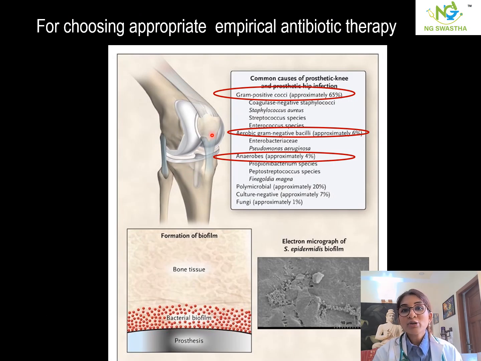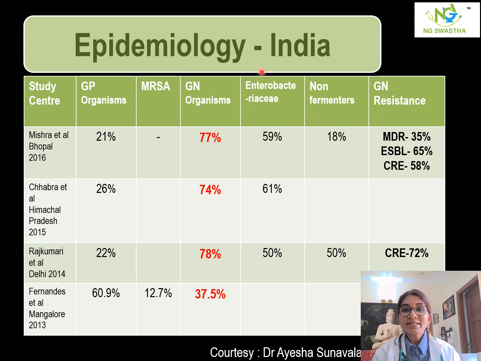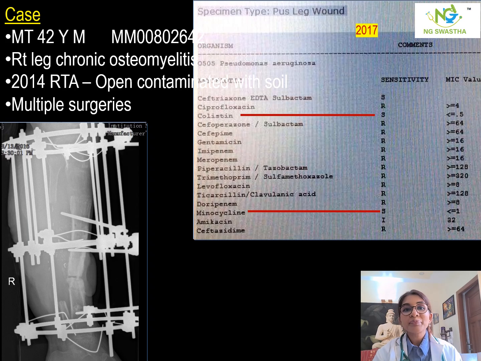For choosing antimicrobial therapy, it's important to know which is the organism. In the West, gram-positive cocci are the most common. However, we know that in India, it is the gram-negative bacilli which may contribute to close to 70% of all the pathogens. However, we also see gram-positives, which can be MSSA, MRSA, as well as coagulase-negative staphylococci.